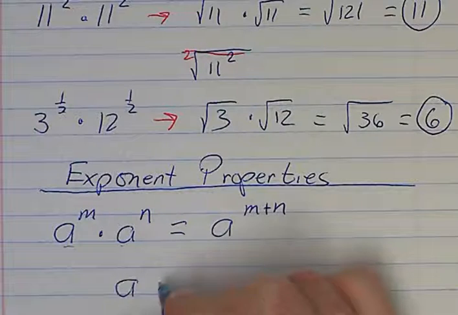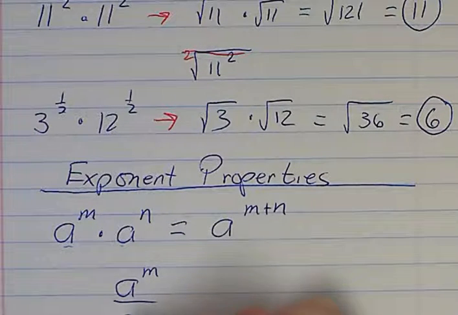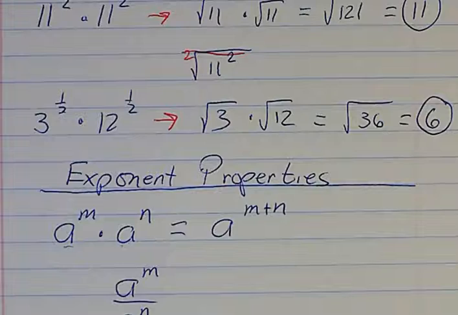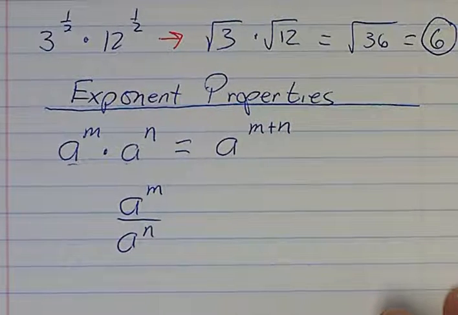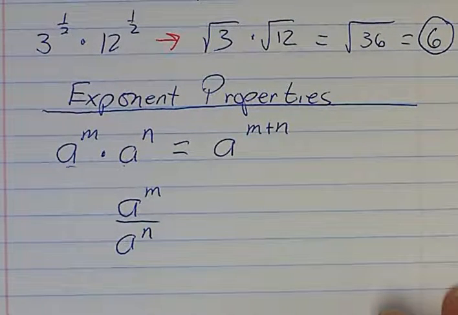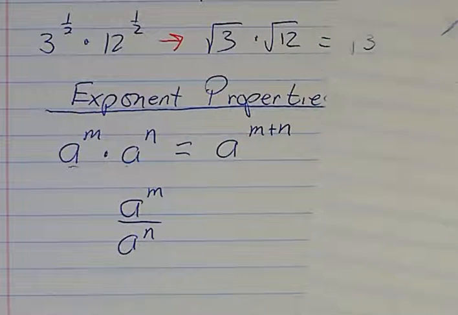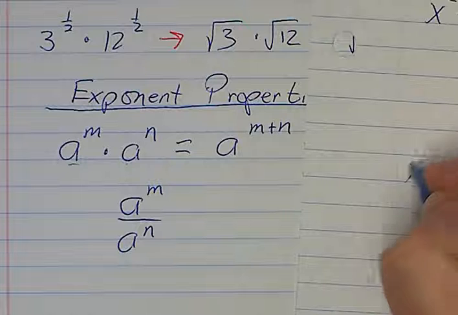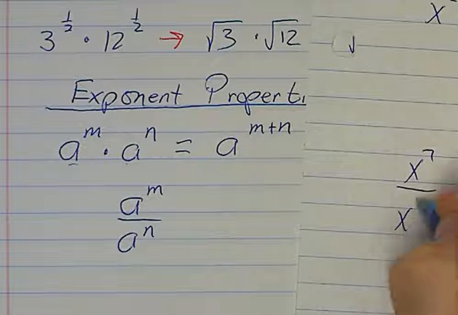Okay, we also talked about this one when we were working through some of the properties. If we had a to the m divided by a to the n. And if you think back to the last test that we were working with, that was where we had like x to the 7th over x to the 4th.